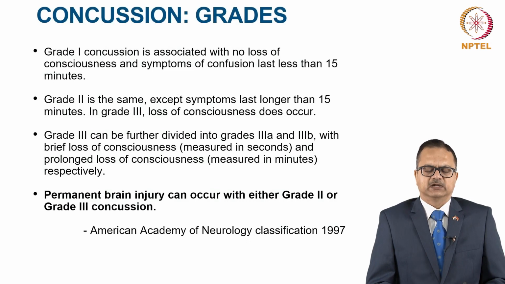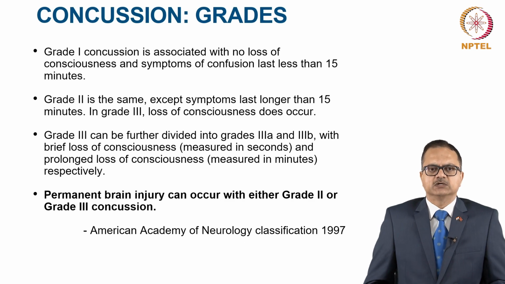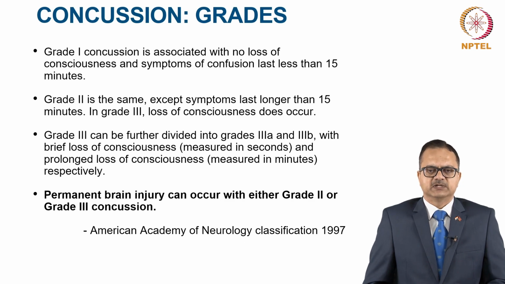There are certain grades of concussion. Grade 1 concussion is associated with no loss of consciousness and symptoms of confusion lasting less than 15 minutes. Grade 1, no loss of consciousness, confusion less than 15 minutes. Grade 2 is the same, except that the symptoms last more than 15 minutes. Grade 2 means no loss of consciousness, but symptoms of confusion more than 15 minutes.